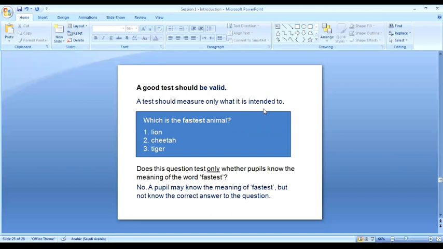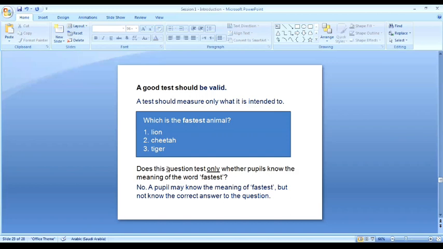So in a test, you are not going to measure the students in two things. You have to measure in one thing, not in two things. Like this question, which is the fastest animal, lion, cheetah, or tiger? Here, are you testing them on the word fastest? You want the pupils to know the meaning of fastest. If the student does not understand the word fastest, or are you testing them on the vocabulary like lion, cheetah, or tiger?